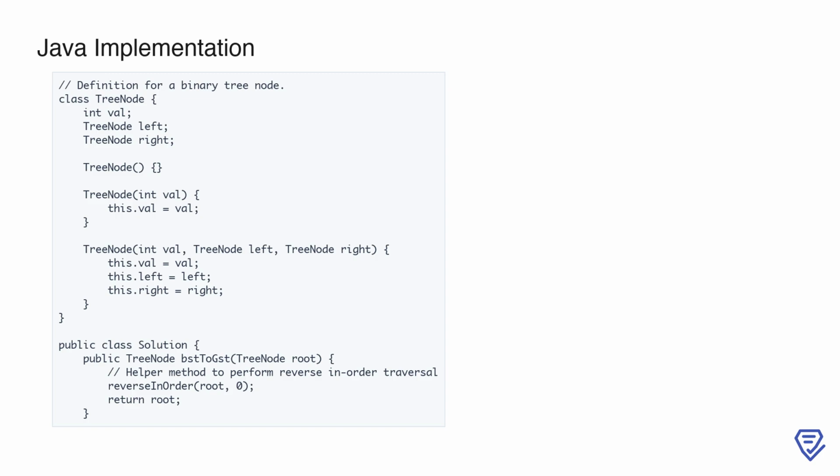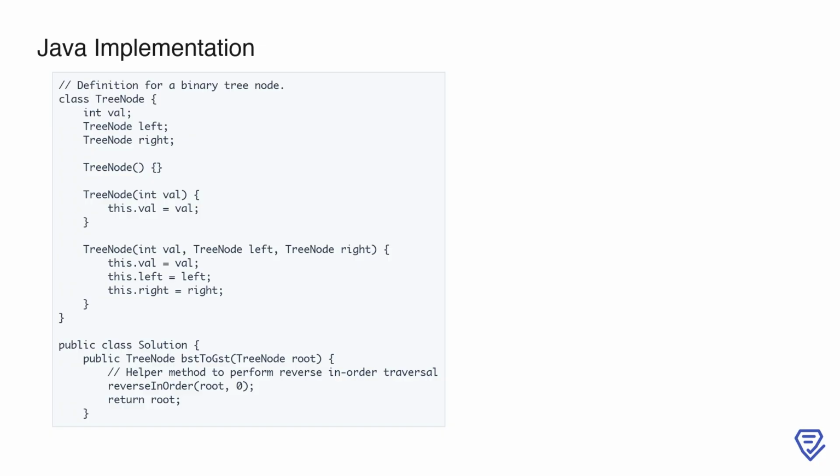Each node contains an integer value, a reference to its left child, and a reference to its right child. There are three constructors provided, one with no arguments, one that initializes only the value, and another that initializes the value along with the left and right child nodes. After defining the TreeNode class, we move to the Solution class, where the main logic for converting the binary search tree to a greater sum tree is implemented.